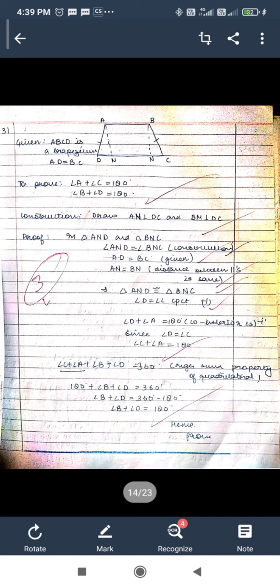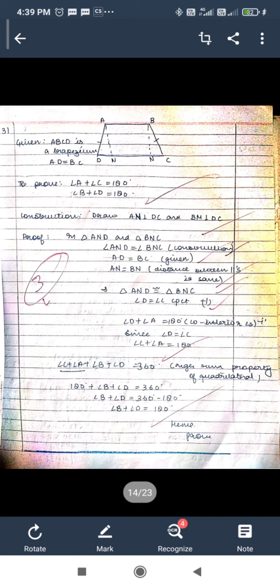Similarly, in this manner we can say that substituting the values, we get the value of C plus D equals 180 degrees. So since the sum of one pair of opposite angles is 180, it is a cyclic quadrilateral, a cyclic trapezium.